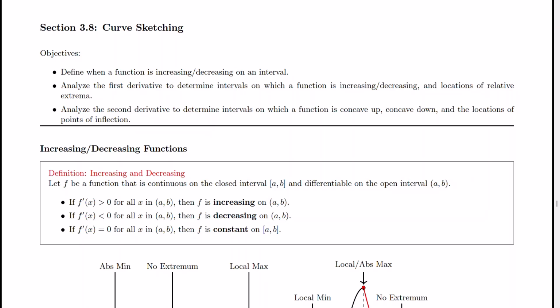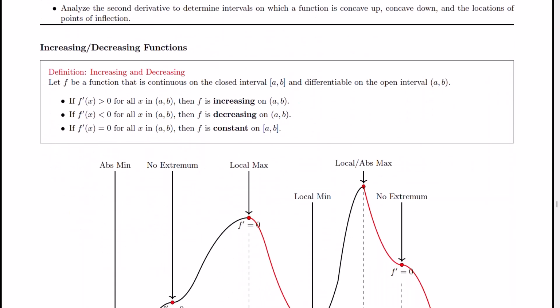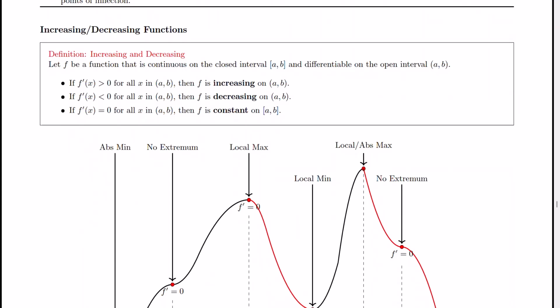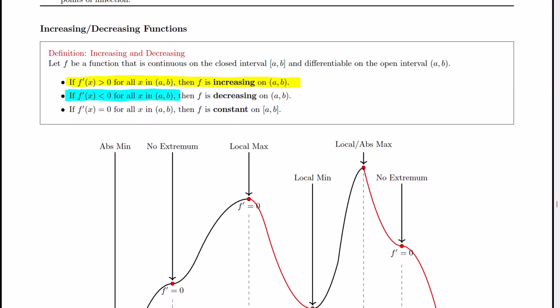So we begin with the definition of increasing and decreasing. What does it mean to say that a function is increasing or decreasing on an interval from a to b? Supposing that the function f is continuous on a closed interval from a to b and differentiable on the open interval from a to b, then we say that f of x is increasing on the interval a to b if the derivative f prime is greater than 0 on all the x values inside the interval a to b. And we say that the function is decreasing on the open interval a to b when the derivative f prime of x is less than 0 on all the x's inside the interval a to b.